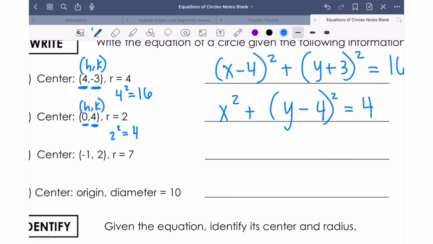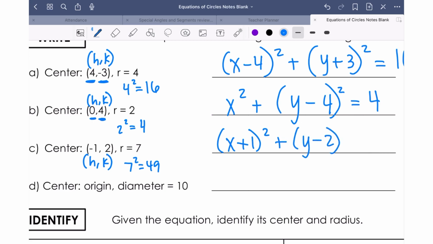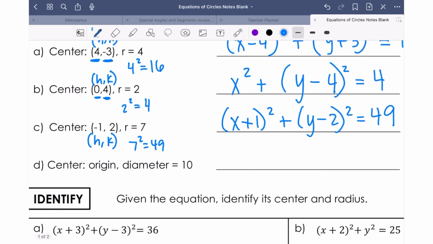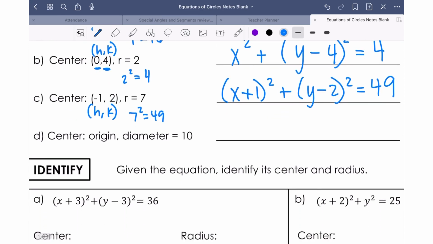Okay. So I want you to pause the video and try to do C and then come back and check your work, okay? All right, so check your work. See if you wrote the equation correctly. That's C. Okay. Hopefully you got that. The -1 changed it to a +1.